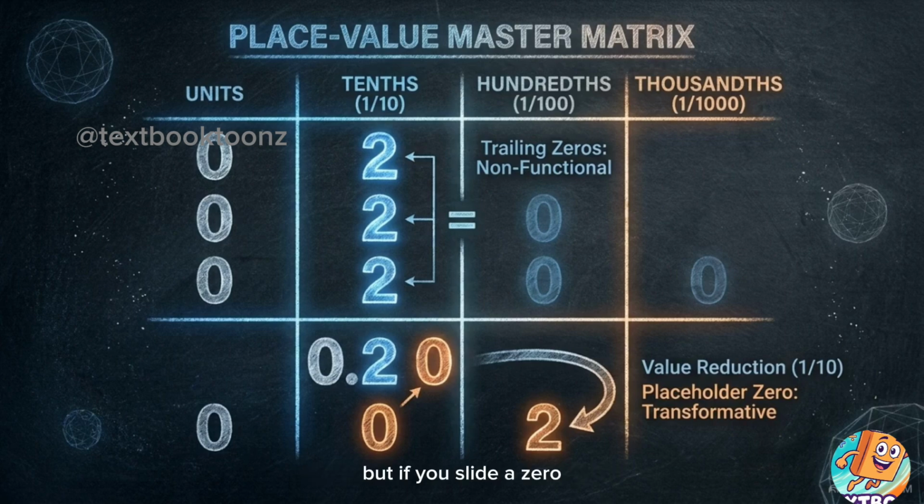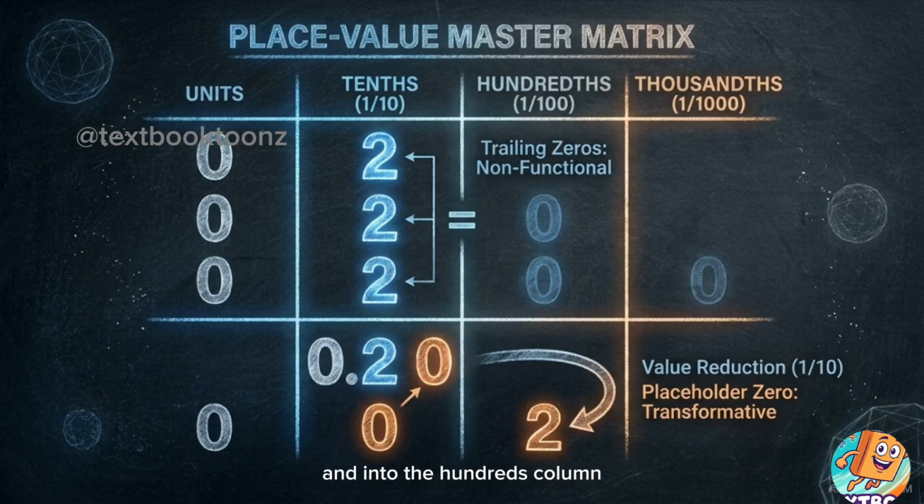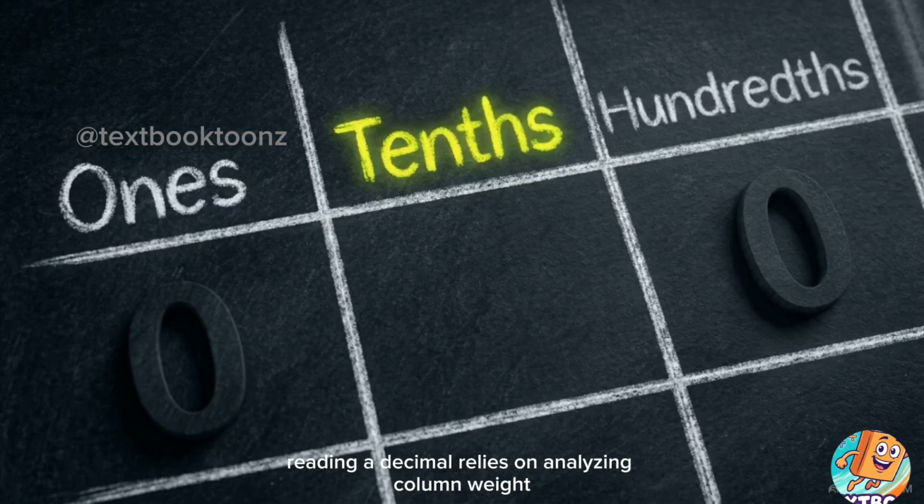But if you slide a zero between the decimal point and the digit to create 0.02, the zero pushes the 2 out of the tenths column and into the hundredths column, reducing its value by a factor of 10. Correctly reading a decimal relies on analyzing column weight rather than counting the total number of digits on the screen.